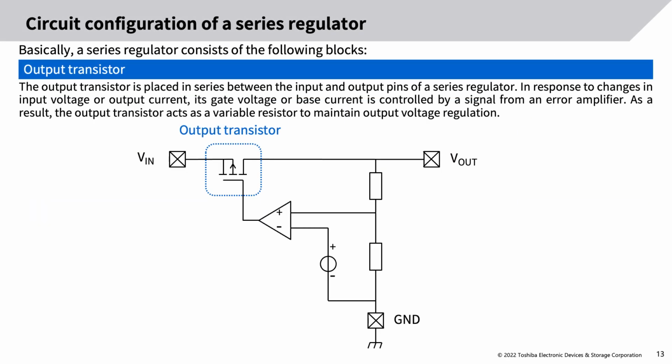Circuit configuration of a series regulator. Basically, a series regulator consists of the following blocks. Output transistor. The output transistor is placed in series between the input and output pins of a series regulator. In response to changes in input voltage or output current, its gate voltage or base current is controlled by a signal from an error amplifier. As a result, the output transistor acts as a variable resistor to maintain output voltage regulation.